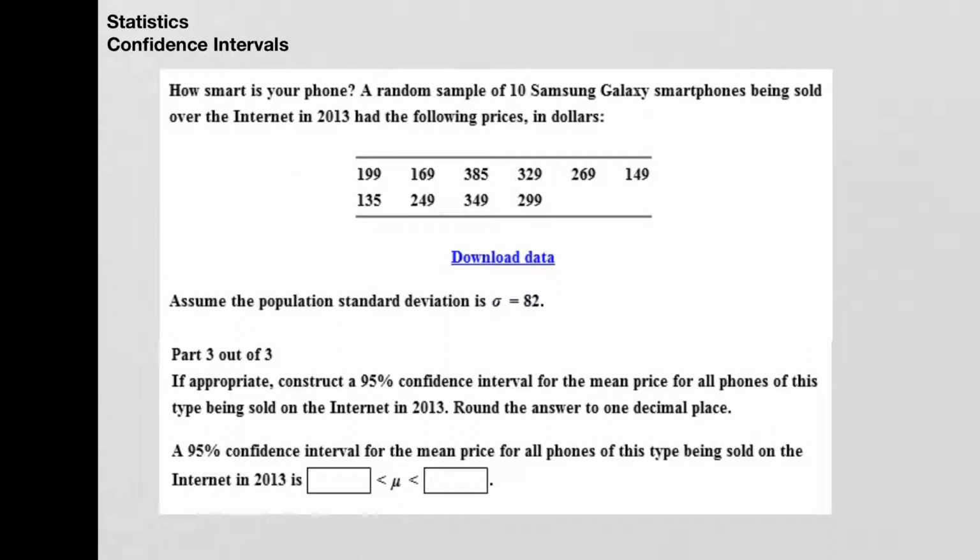In this problem, we are given information about the prices of smartphones, and we are also told that the population standard deviation is sigma equals 82. And this is very important for this problem. We're going to be asked to find a 95% confidence interval, and to know what type of interval to use in your calculator, you need to know if we know sigma or not. And in this case, obviously we do, because we have the symbol for sigma right there. So for this problem, we're going to use z interval.